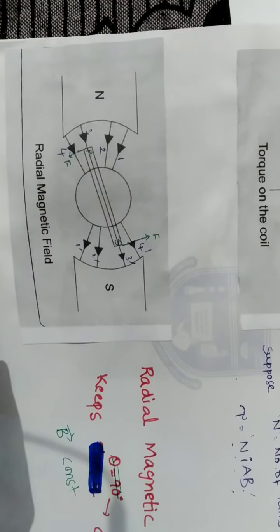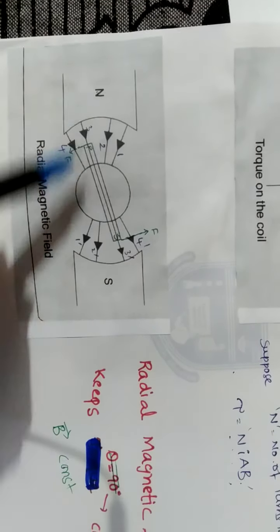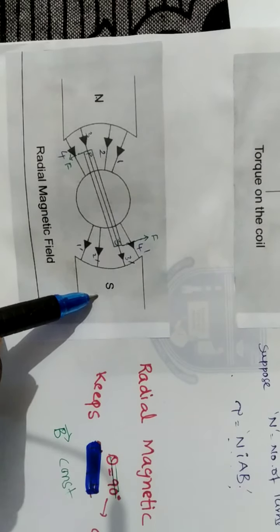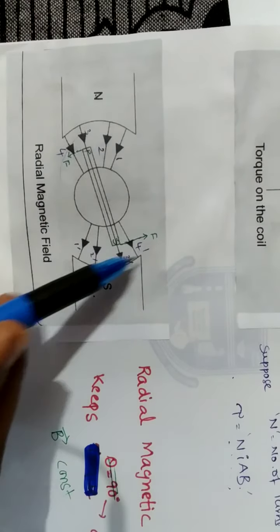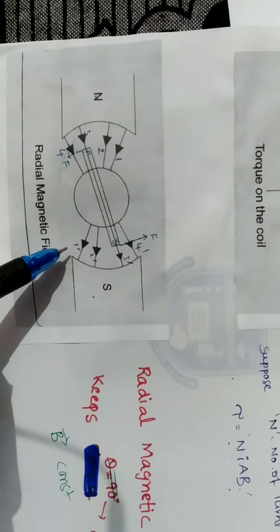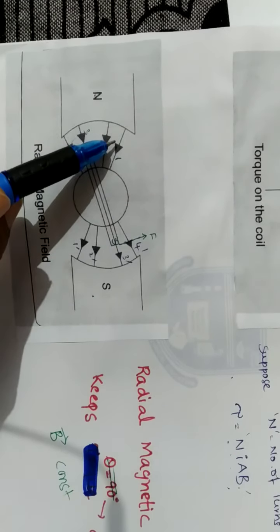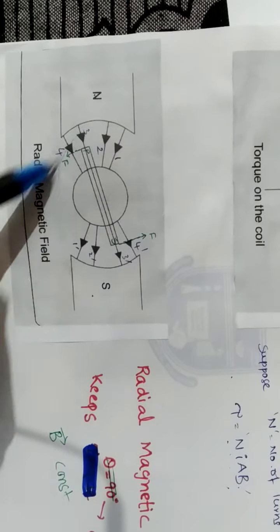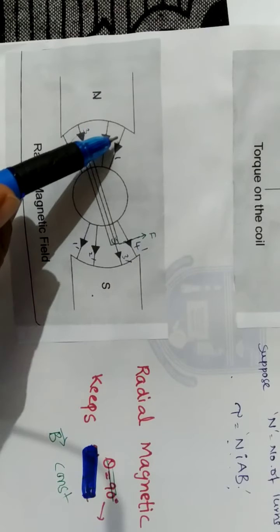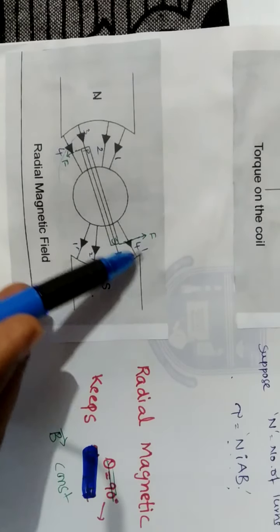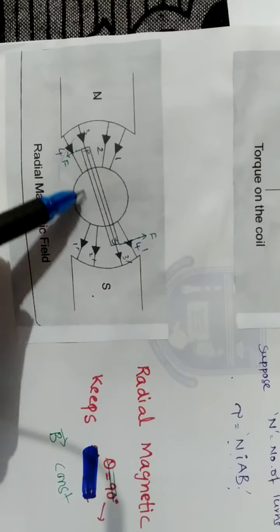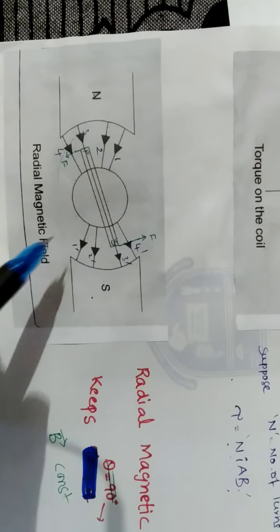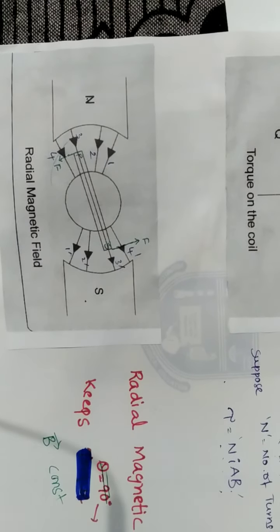A radial magnetic field means the north pole and south pole of the permanent magnets are circular in shape. Okay, these circular or horseshoe shaped magnets create a radial magnetic field. You see, this appears like a circle, and these field lines are moving along the radius. That is why it is called a radial magnetic field. So now we will see what is the advantage of this.